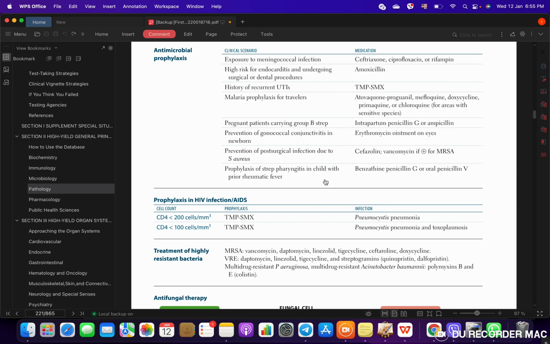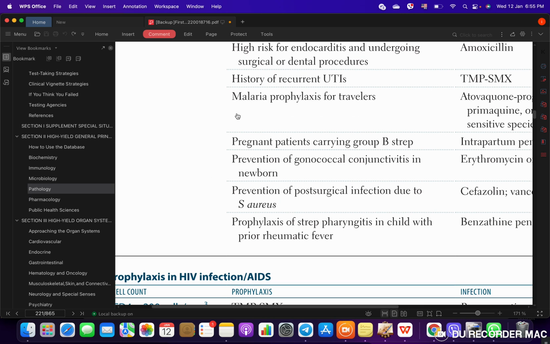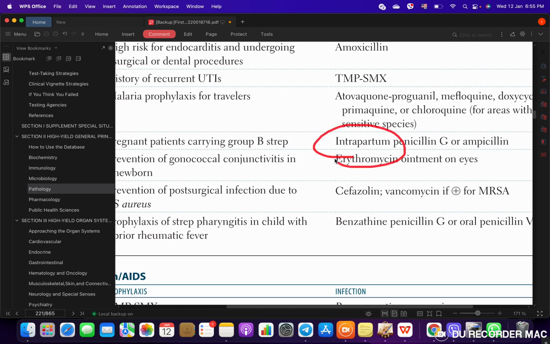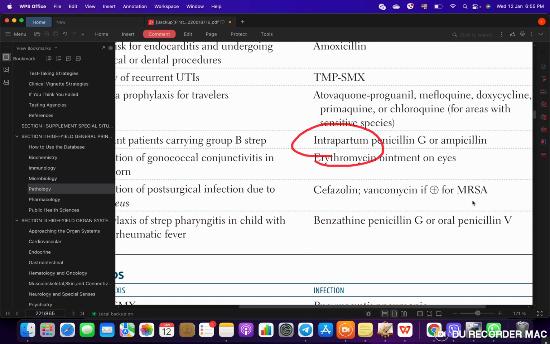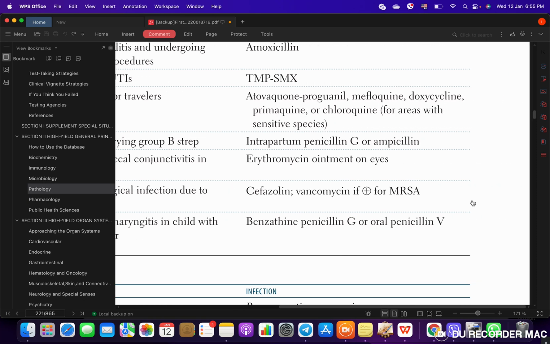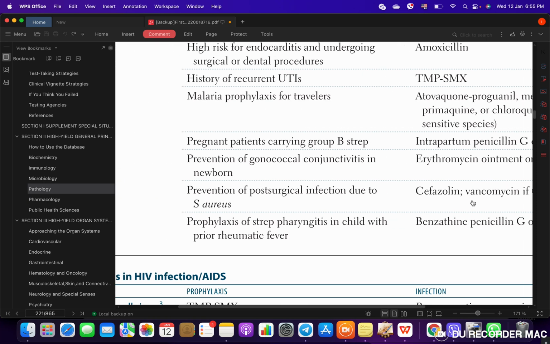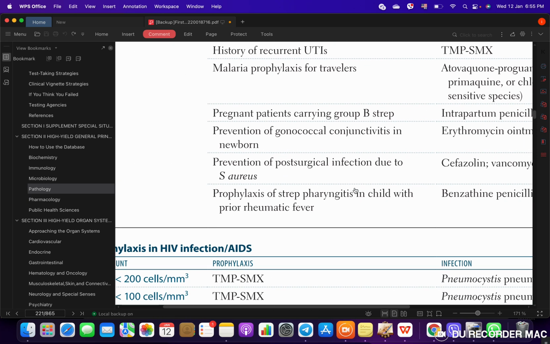You can use doxycycline as well. So the pregnant lady carrying group B strep, you need to give intrapartum. Is intrapartum before or after the pregnancy? During, absolutely. During the delivery, yes.